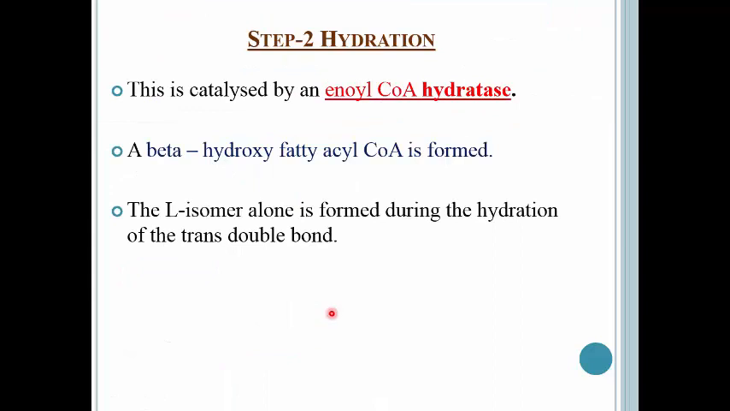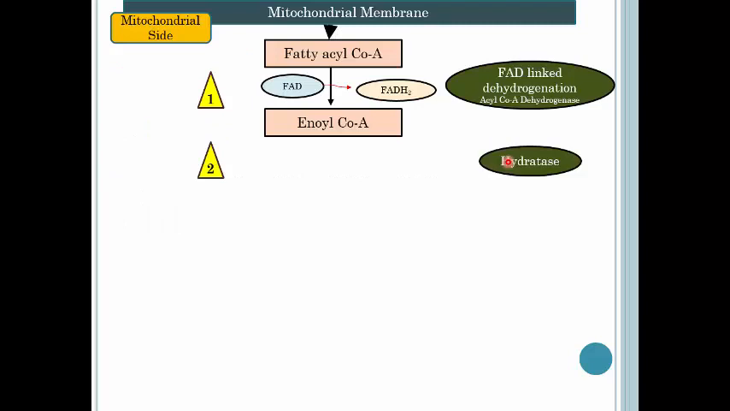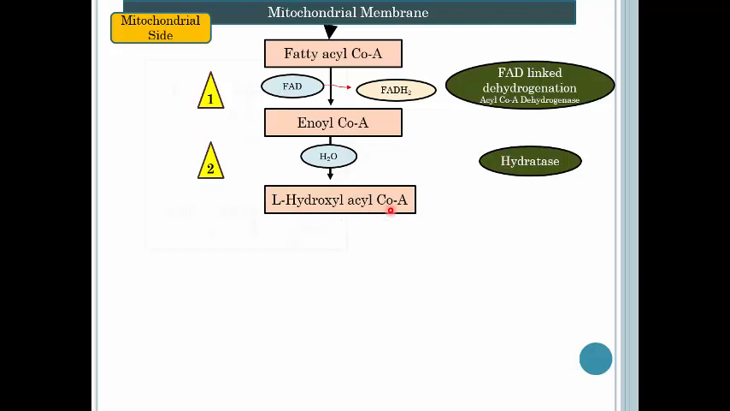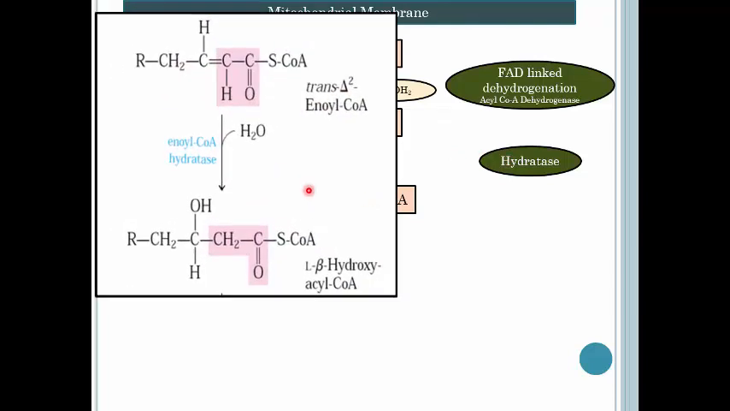The next step will be hydration. This is catalyzed by the enzyme hydratase, and the molecule which is formed is beta hydroxy fatty acyl CoA. First enol CoA was formed, then hydroxy CoA is formed in the form of the L isomer. So in the second step, with the help of hydratase, there is the formation of hydroxy acyl CoA. Here you can see there is a breakdown of the double bond, right? There is the addition of H2O, and this bond is broken, and it has formed the L-hydroxy acyl CoA.